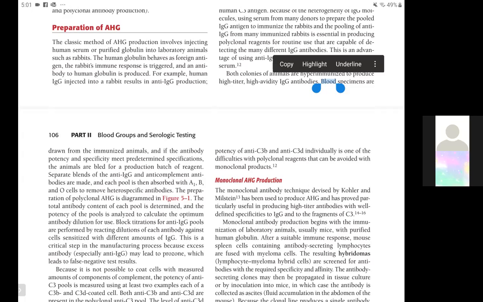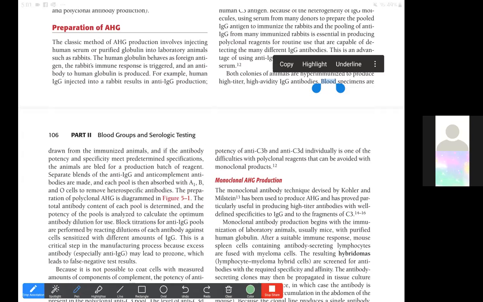So monoclonal is always going to be by hybridoma technology, where the lymphocytes obtained from the spleen, those which have started producing antibodies against those purified human globulins, are fused with myeloma cells, and this hybrid would then be used to produce antibodies of required specificity and affinity.